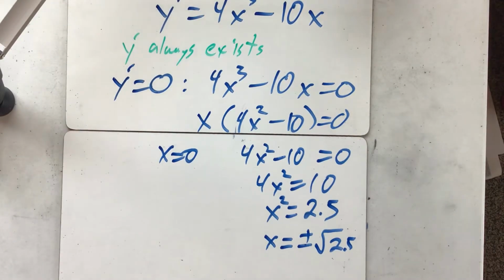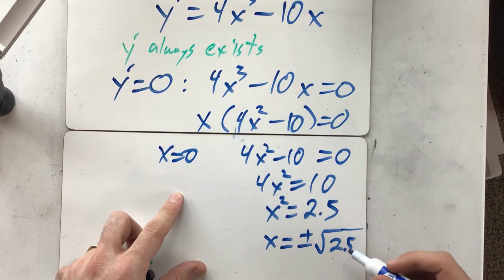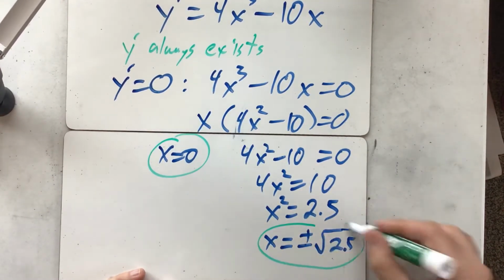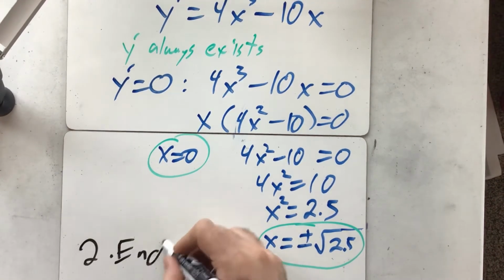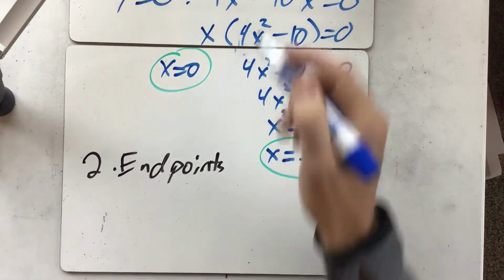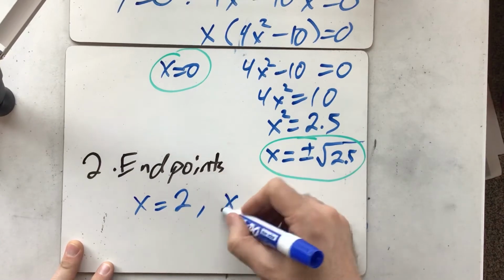Okay, so that seems reasonable. So what we had here was 3 critical points. Critical point number 1 came from x equals 0, and critical points number 2 and 3 came from the plus or minus side. Okay, now all I need to do is go through and plug. Sorry, the next thing I need to do is my endpoints. And those are quite easy. My endpoints are just the endpoints from the problem. And the problem is x equals 2 and x equals negative 2.